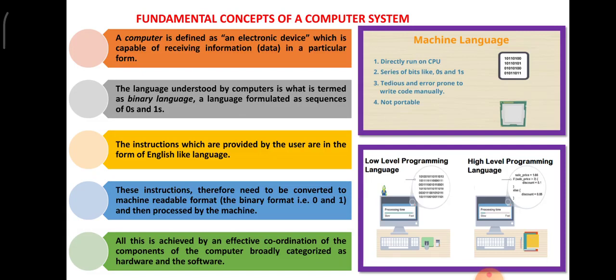Third point, the instructions which are provided by the user are in the form of English-like language. On the right hand side, clearly a picture is given to you for example. These instructions therefore need to be converted to machine readable format, the binary format, that is zeros and ones, and then processed by the machine. The last point, all this is achieved by an effective coordination of the components of the computer, broadly classified as hardware and software.